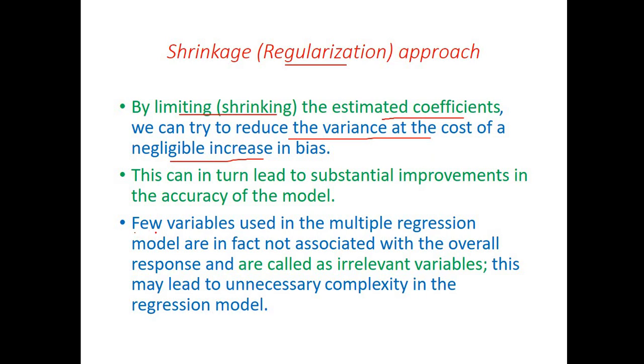So if you take a problem, some of the variables are not going to influence the overall response of the problem. So they are said to be irrelevant variables. Such irrelevant variables can be eliminated. So we can reduce the variables by using this shrinkage approach by identifying these irrelevant variables. So this leads to substantial improvement in the accuracy of the model.